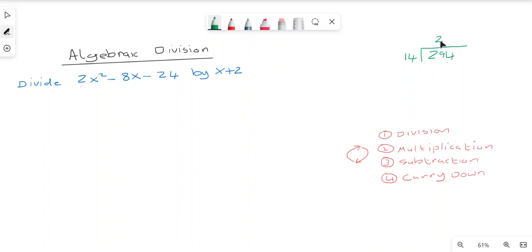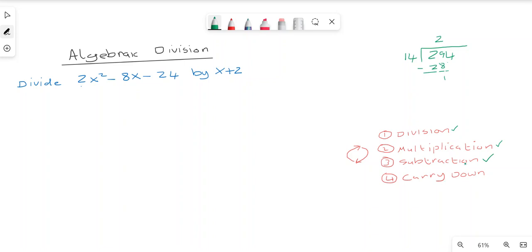The next step then is the multiplication step. So I take this 2 and I multiply it by 14 and I put the answer underneath here. 2 multiplied by 14 will give me 28. So we've done the division step and then the multiplication step. Then I take away the 28 from the 29. 29 minus 28 will leave me with 1. So that's the subtraction step.